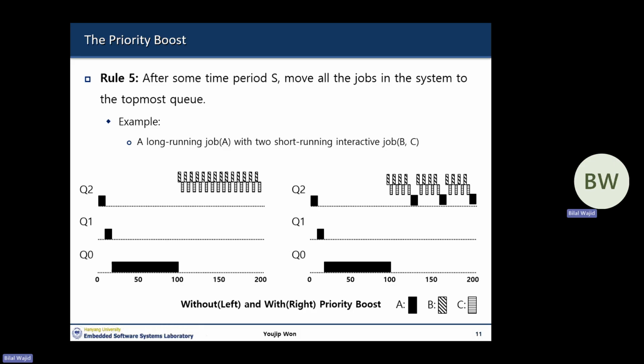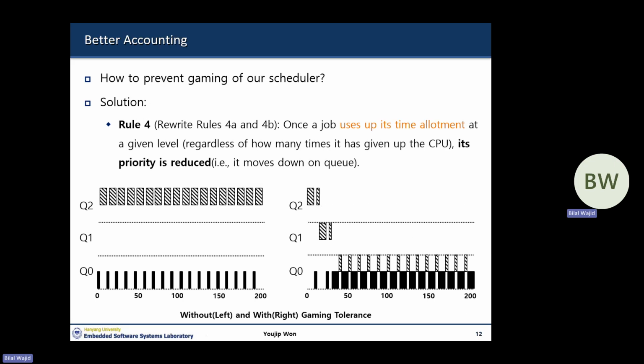Okay, wonderful. So now, how do you prevent gaming the scheduler? This is called gaming tolerance. In gaming tolerance, you can see here this job uses almost the entire time slice, but it relinquishes the CPU at this point. So it seems that it's behaving well, so you give it its due time.